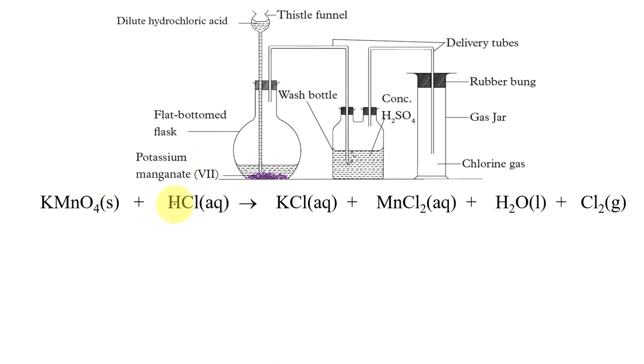The second example we are going to look at is the equation where we react potassium permanganate with hydrochloric acid to form our chlorine gas. This equation is for the lab preparation of chlorine gas. Feel free to pause the video and try balancing it on your own.